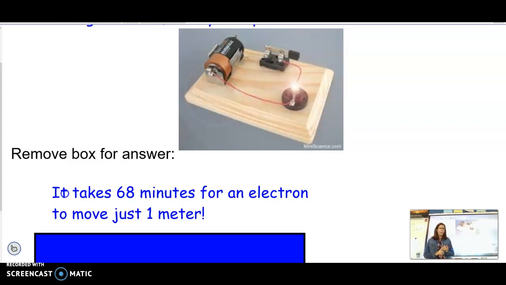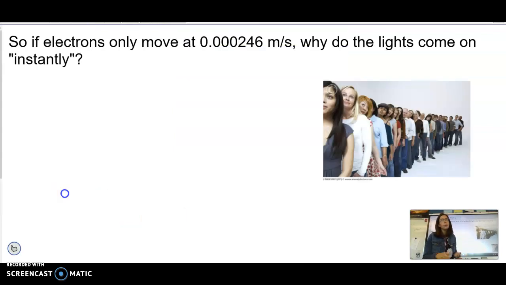So a couple questions that brings up. One is, why are they moving so slowly? And another one is, well, then why does the light turn on so quickly if the electrons are moving so slowly? So the electrons are moving, if you divide that out, at about 0.000246 meters per second. That's incredibly, incredibly slow. But when we flip the light switch, the lights come on instantly. We aren't waiting around for those electrons to move.